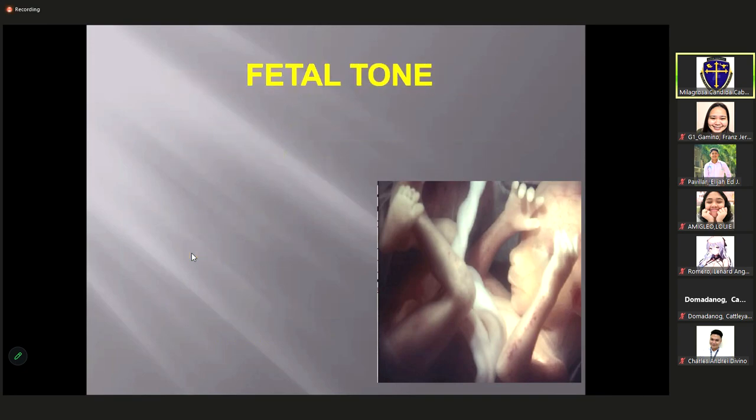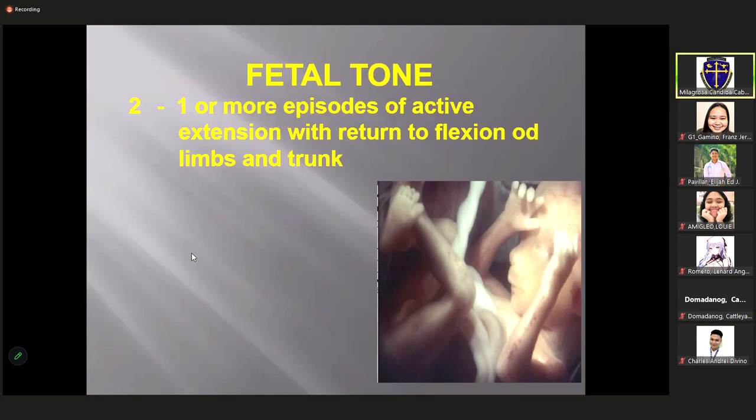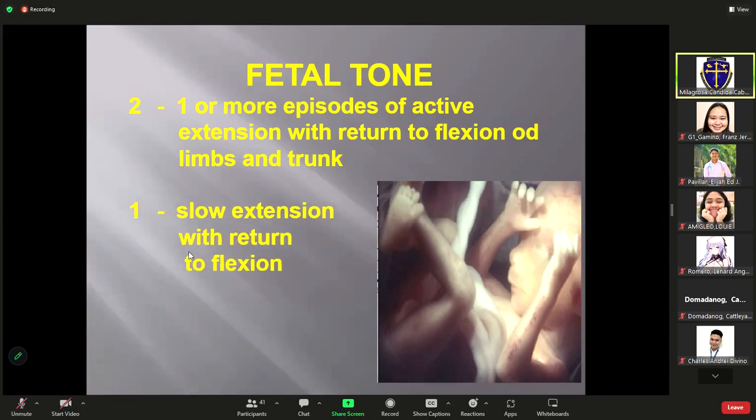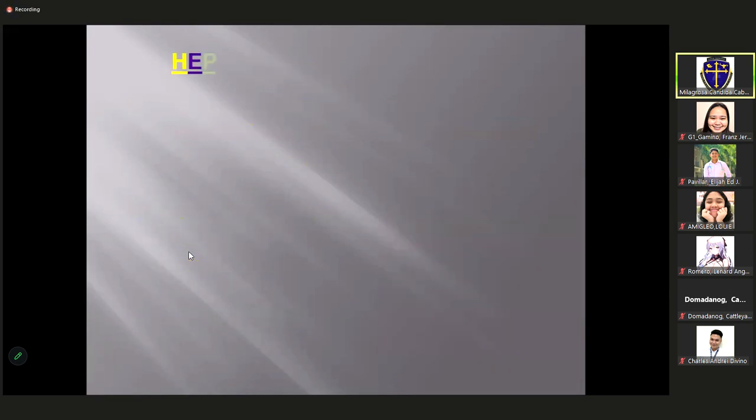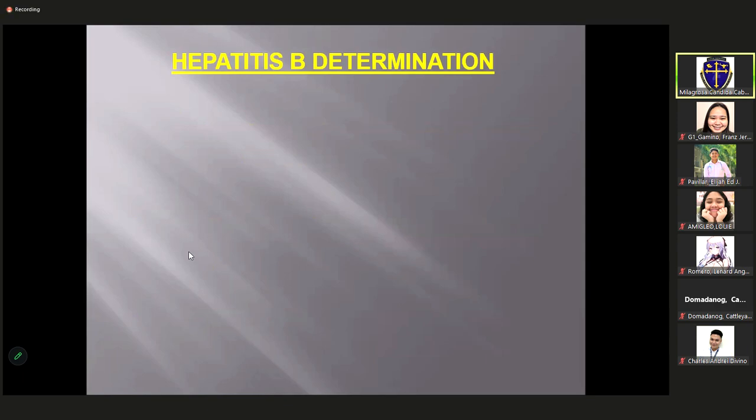So let's go now to fetal tone. A score of 2 if there would be 1 or more episodes of active extension with return to flexion of limbs and trunk. Okay? Then a score of 1 if there is slow extension with return to flexion. And of course, 0, no movement. Okay? So let's go now to hepatitis B determination.